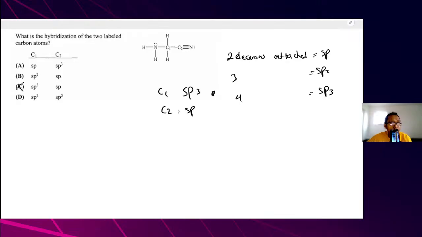So C2 bonds to C1 with a single bond, right? And then N is a triple bond. So there are only two electron groups, okay? So there are just two over here, so it's only sp. The steric number is just 2. So which one is the best one? The answer will be C.